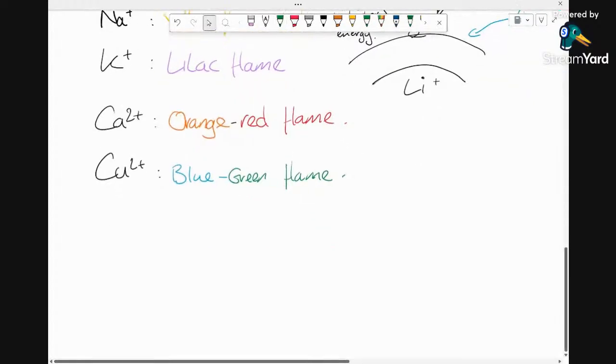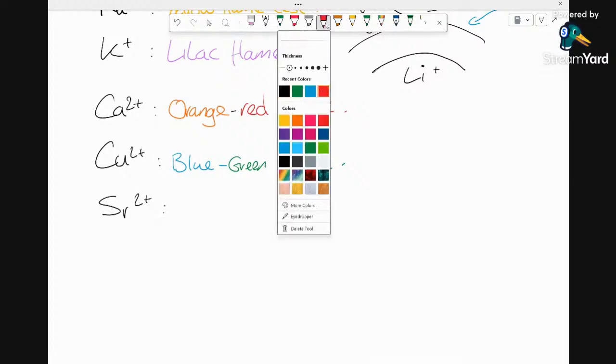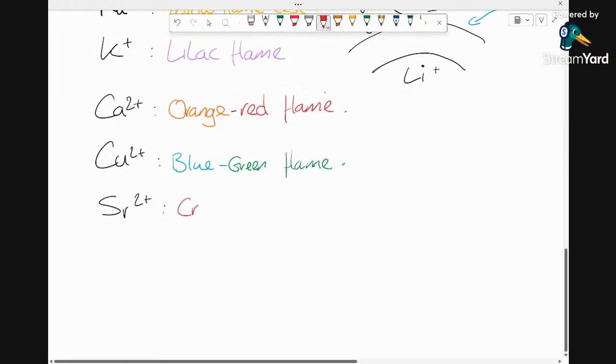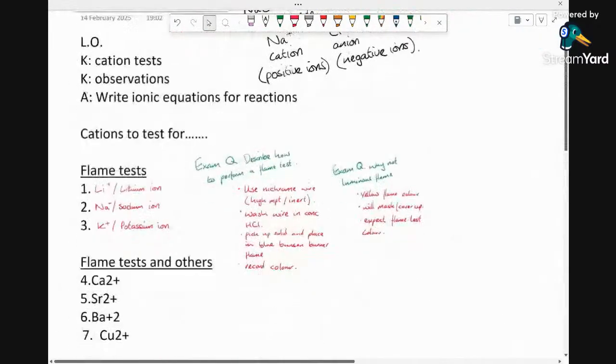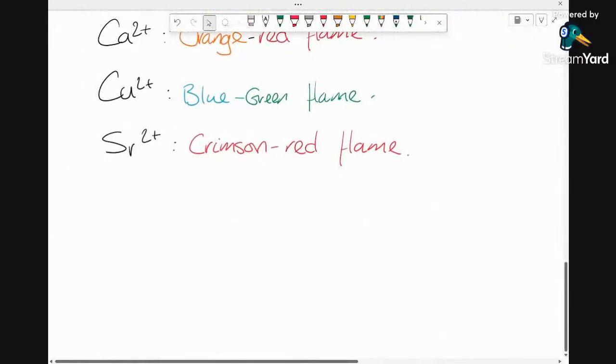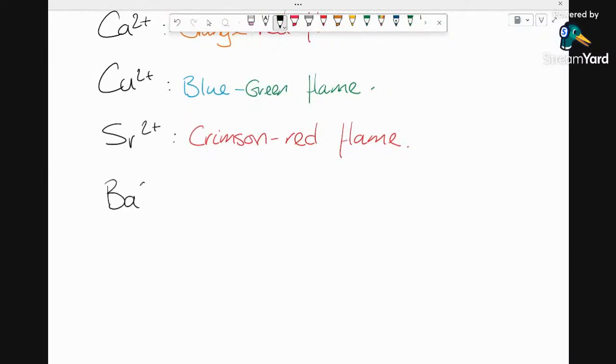Next is strontium. Strontium is Sr2+. This is another 2+ ion, and again, two words in the name. This is a crimson red. This is actually a lot brighter than the lithium flame. So we call this a crimson red. Last one on my list is barium. So barium, another 2+ ion with 2 things to the name. Barium 2+ is a pale green. So this is a pale green flame test.